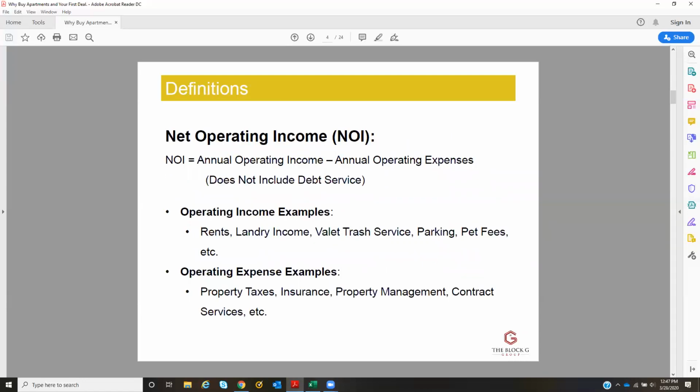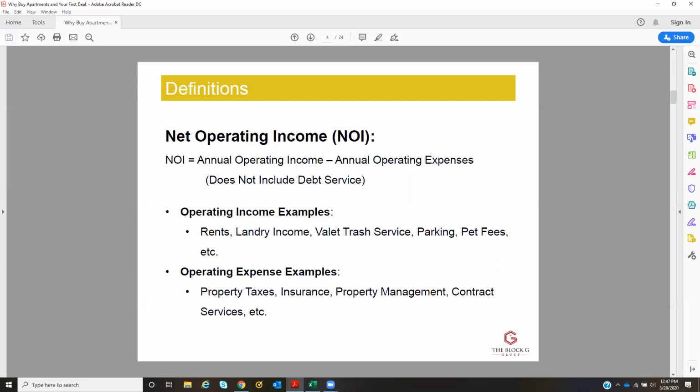All right, so let's take a first definition here. NOI, what we just talked about on the first slide. NOI is your net operating income. This may sound like a lot of stuff on this page, but I'll summarize it for you. Basically, NOI is your annual operating income, the income from operating the property, minus your annual operating expenses. This does not include debt service. So this is what we call above the line, before debt service.